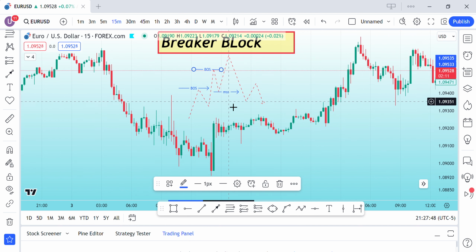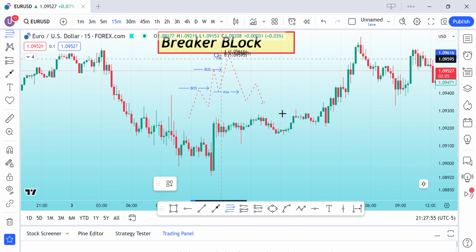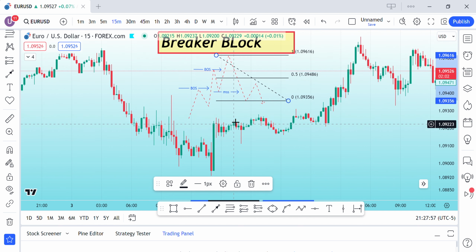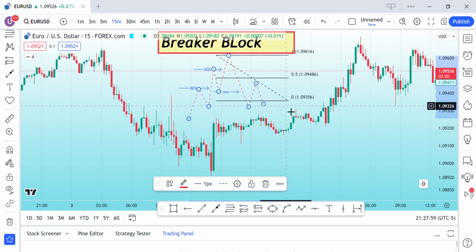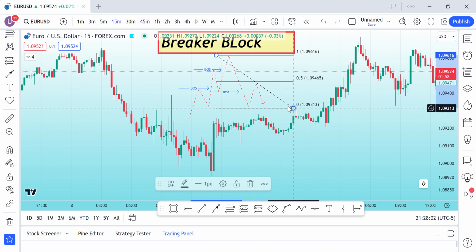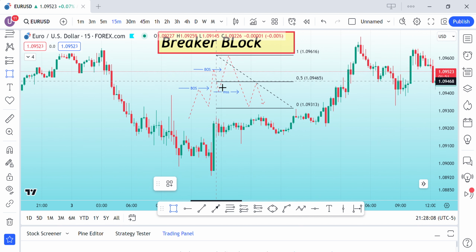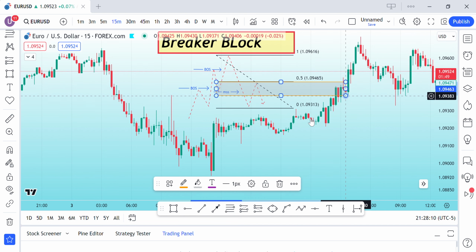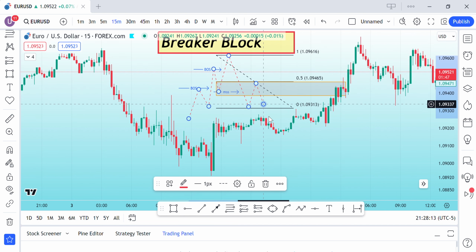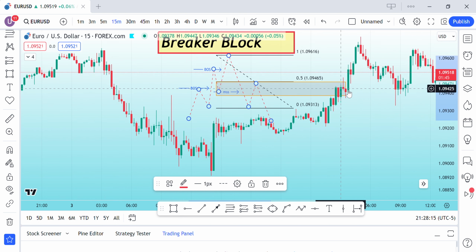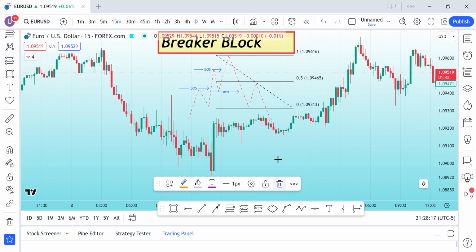So how do I mark my own breaker block? Firstly, I always take my Fibonacci and I take it down here. I make sure the breaker block has a good zone, a very good zone. It has a fair value gap, and the fair value gap is within this 0.5 range. Then I mark my breaker block here, and this becomes my breaker block, and market enters the zone and starts going on its own way.